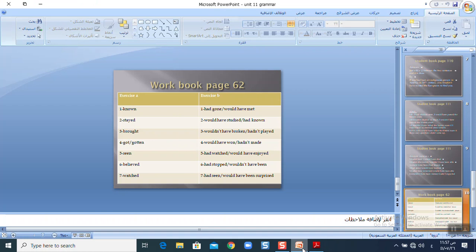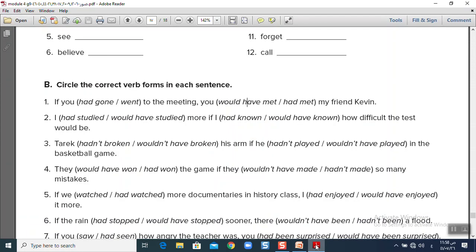Number 2, would have studied, had not. This exercise, exercise A, I'm sorry, the past participle. I made 7 and the rest is homework for you. This is exercise B. Let us check. Tariq hadn't broken. Where is if? It is in the middle. If in the middle. Okay, so it's followed by past perfect. Where is past perfect? Wouldn't have or hadn't played? Hadn't played. Good. This one.